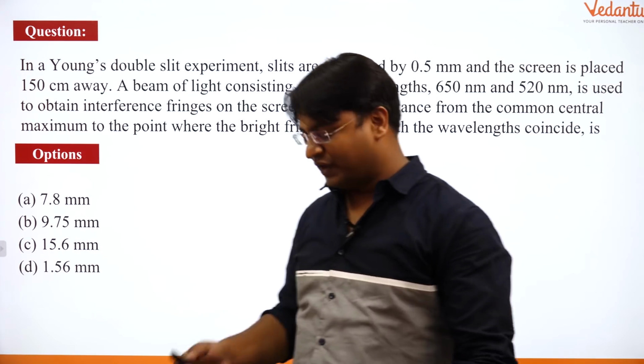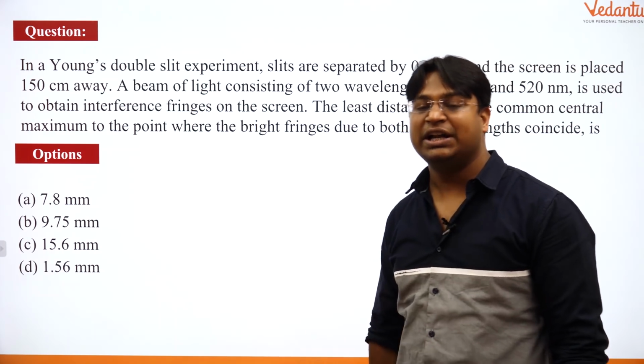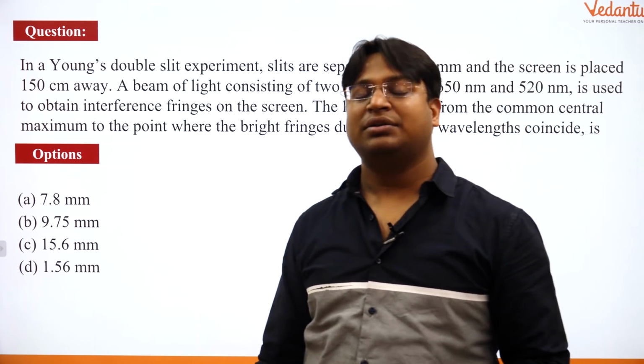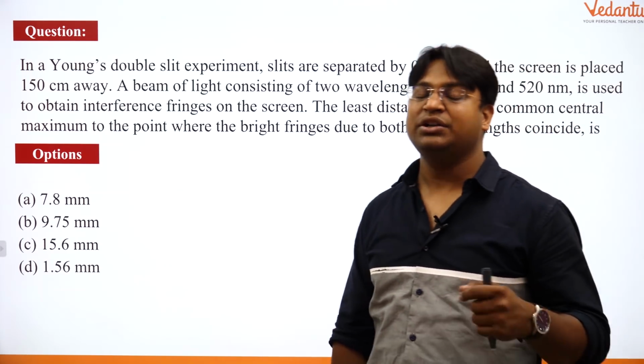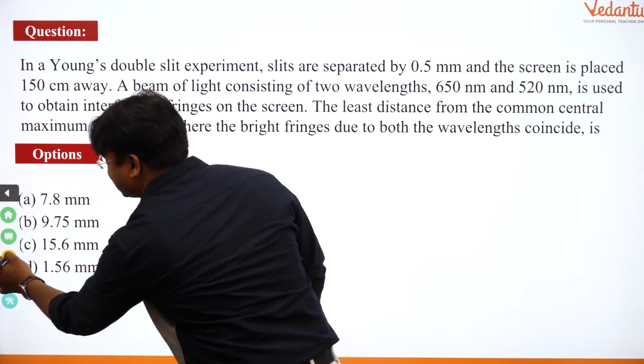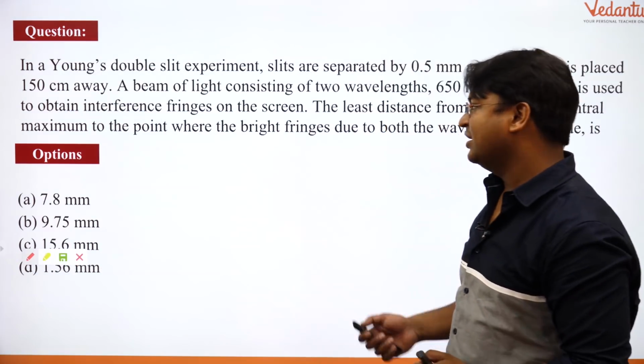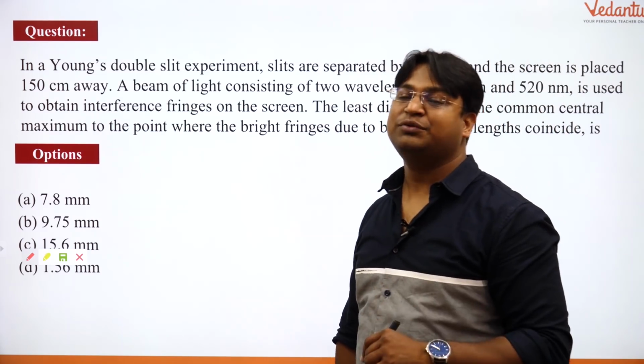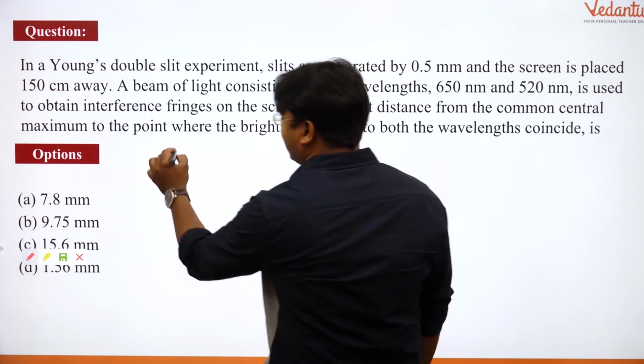Okay, the question is fairly straightforward if you have already dealt with the cases of beams containing 2 wavelengths. And if not, let me just explain what to do. The question is asking for a point where the maximas would coincide. So let's just have a look at what we are doing.